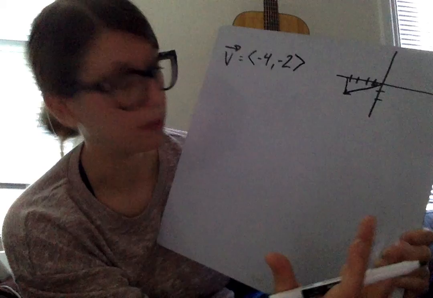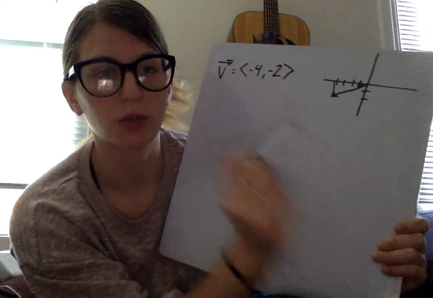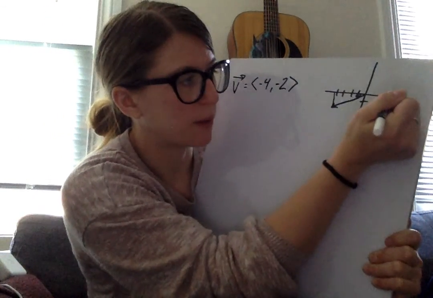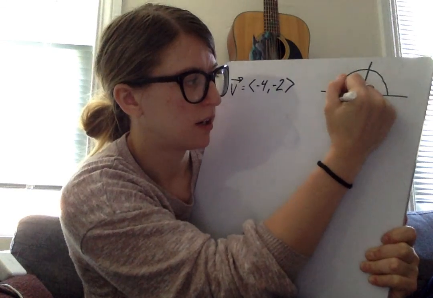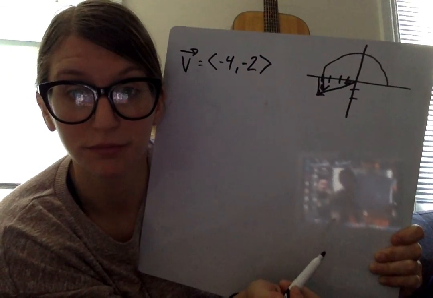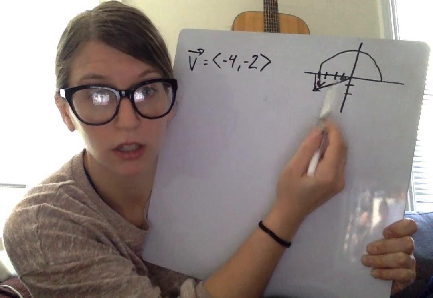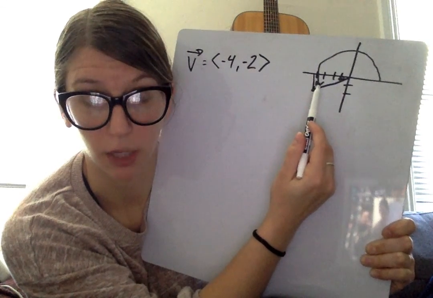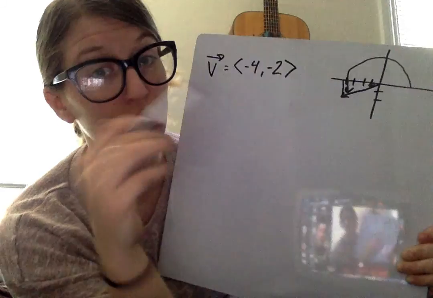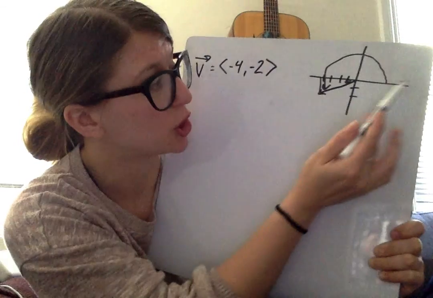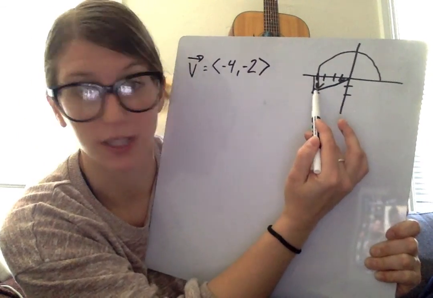But now the problem we come across is how do we find direction from here to here? Well, we know this is a straight angle. We know that's 180. We know theta here is going to help us out. So instead of subtracting from 180, I'm going to do 180 plus theta. So keep that in mind.